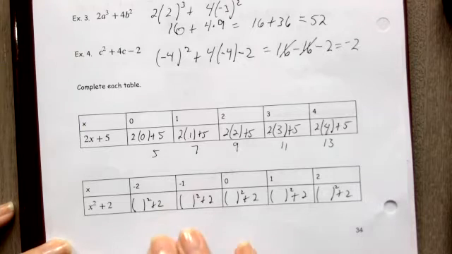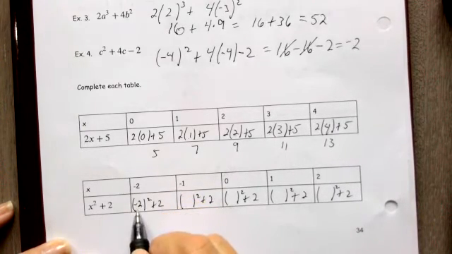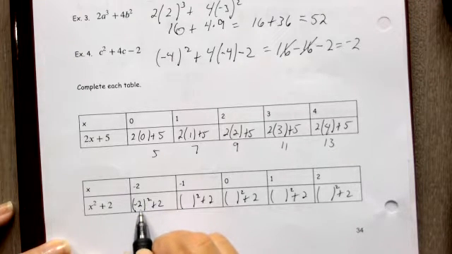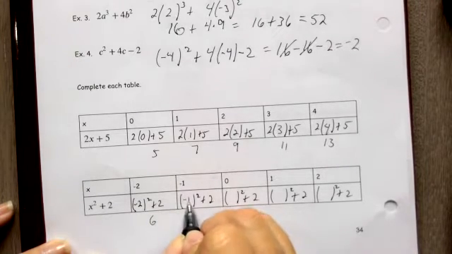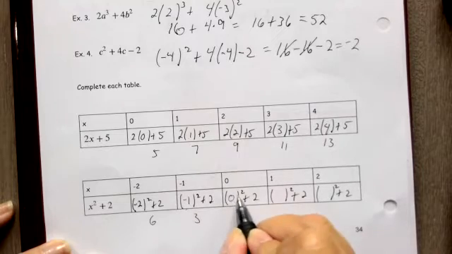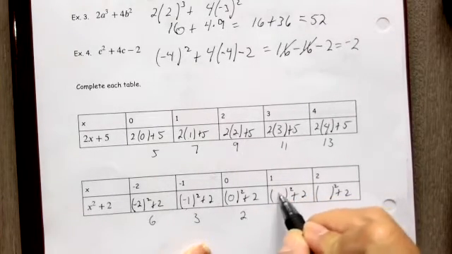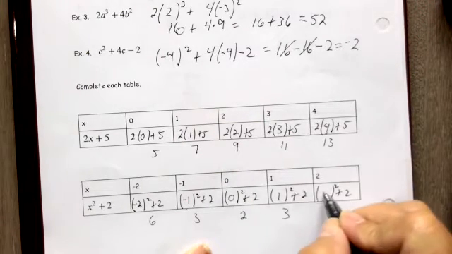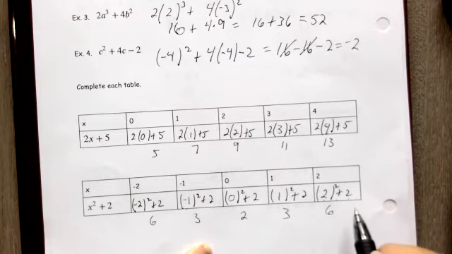Now here we have to watch our signs, but I already have my parentheses. So -2 times -2 is a positive number, it's +4. Plus 2 is 6. -1 squared is +1 plus 2 is 3. 0 squared is 0 plus 2 is 2. 1 times 1 is 1 plus 2 is 3. 2 times 2 is 4 plus 2 is 6.